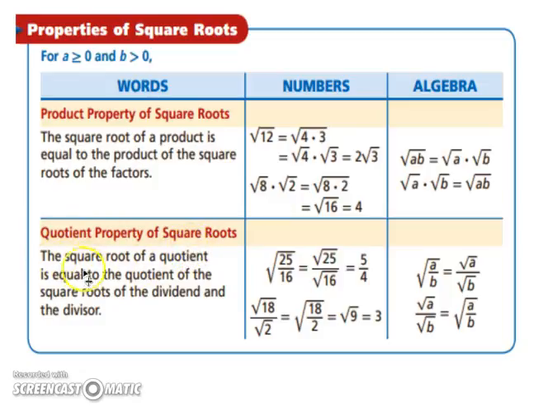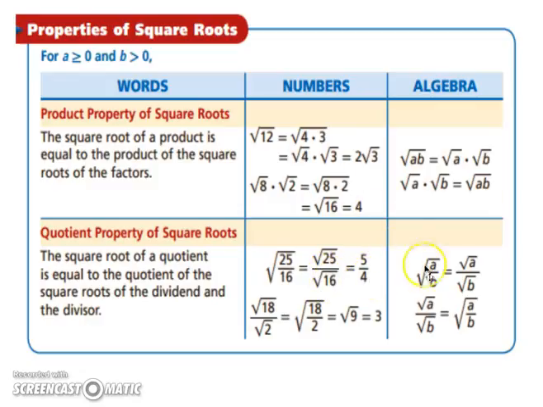The square root of a quotient is equal to the quotient of the square roots of the dividend and the divisor. So if we take the square root of 25 divided by 16, we can just separate it. What's the square root of 25? And then what's the square root of 16? Well, we know the square root of 25 is 5, and we know the square root of 16 is 4.